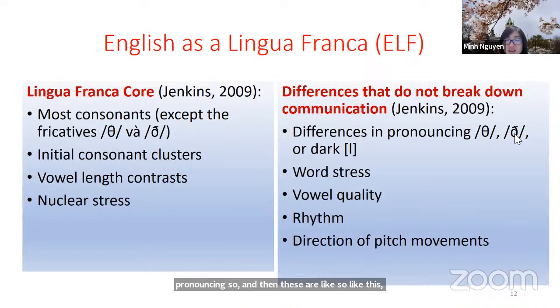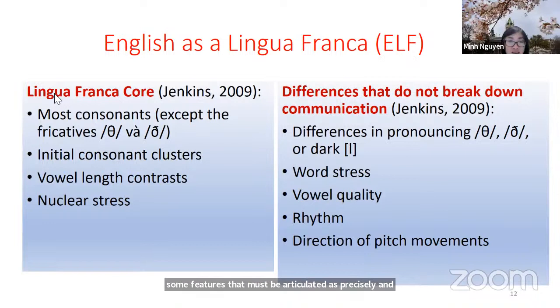or the dark L, word stress, vowel quality, rhythm, or direction of pitch movements. So, raising or falling intonation, for example. Differences in those phonological features do not break down communication or lead to misunderstanding. But there are some features that must be articulated as precisely and properly as possible in order to achieve mutual intelligibility.